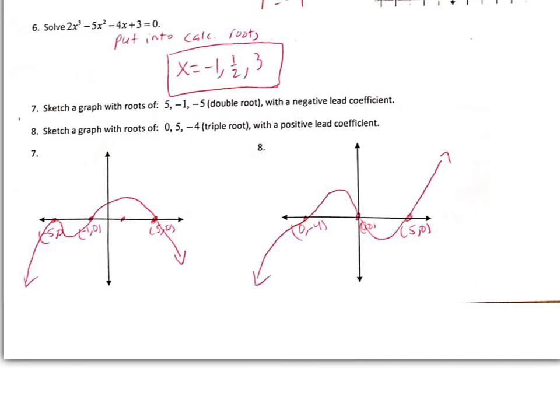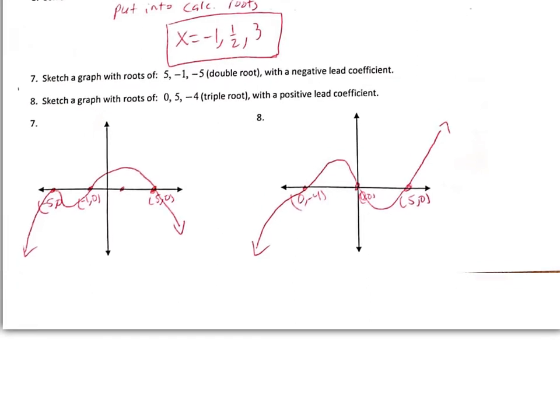If any of the roots had been really long repeating decimals or any type of decimal, you would have had to do synthetic division, get it to a quadratic, and then possibly do the quadratic formula. But that is number 6, where I just put it in the calculator and got all those roots.